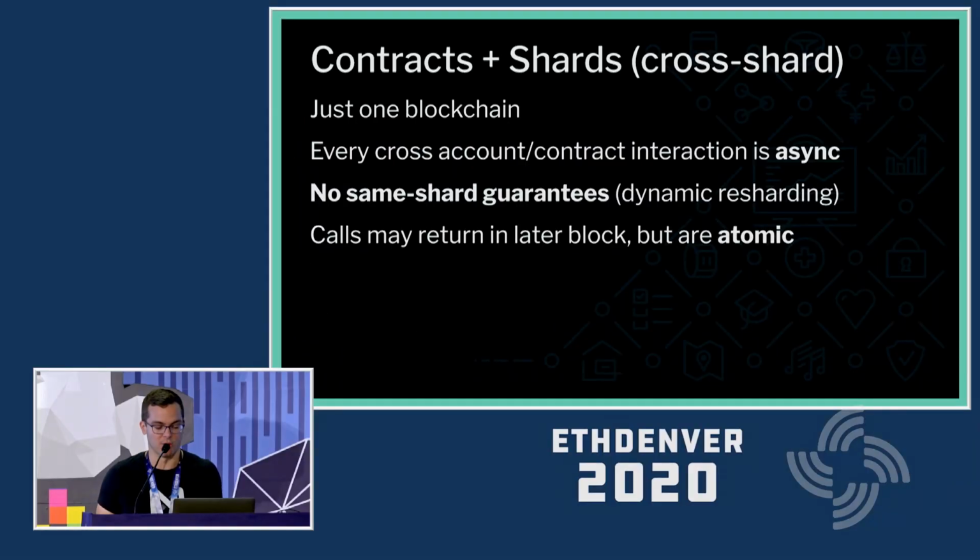And then probably the most important thing when it comes to reasoning about your smart contracts is to know that while calls actually can be returned in a later block, they're always going to be atomic. So you never have to worry about if, say, the first part of your contract call succeeds and the second part fails, you don't have to worry about there being an inconsistency there. It is basically going to roll back the transaction.